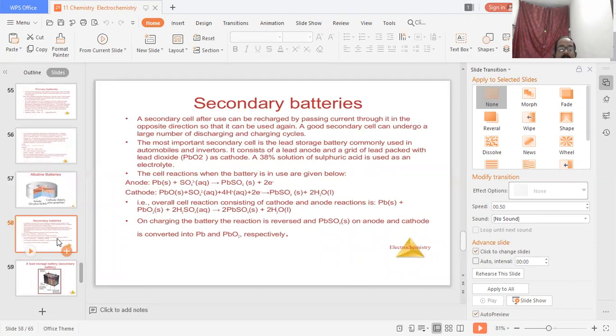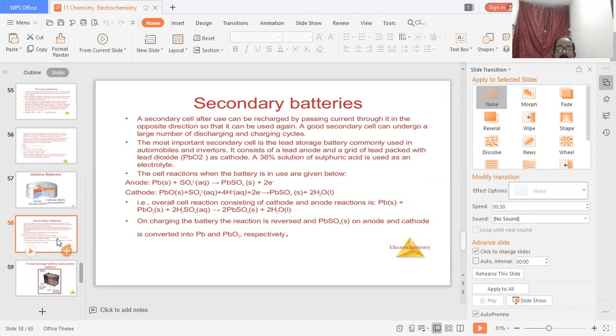Secondary battery. A secondary cell after use can be recharged by passing current through it in the opposite direction so that it can be used again. A good secondary cell can undergo a large number of discharging and charging cycles. The most important secondary cell is the lead storage battery, commonly used in automobiles and inverters. It consists of a lead anode and a grid of lead packed with lead oxide, PbO2, as the cathode.